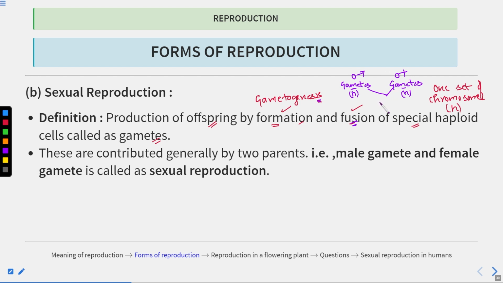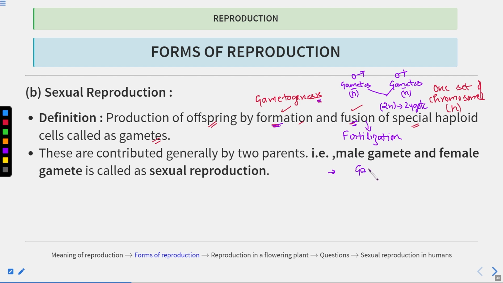And what happens after fertilization? A zygote is formed, which is diploid, meaning 2N. From the zygote, the embryo will develop, and from the embryo, the entire organism is developed. First is the formation of the gamete, known as gametogenesis. Next is the fusion of the gametes, which is known as fertilization. Clear?